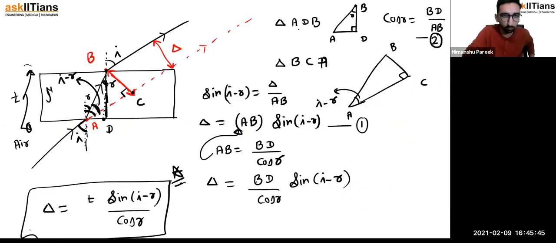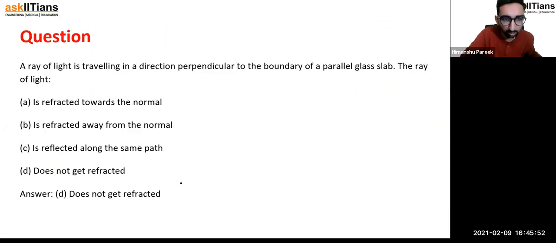So we must remember this formula for the Olympiad exam. It can be asked: t multiplied by sine(i minus r) over cos r. Okay, so let's do one simple question.